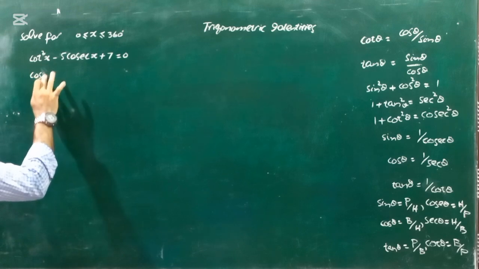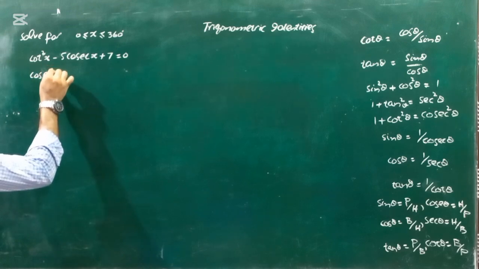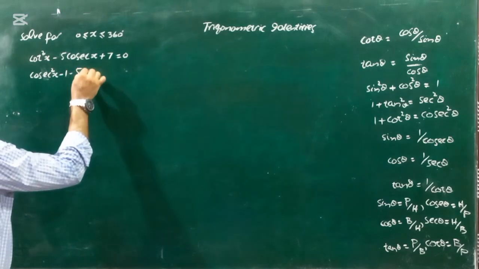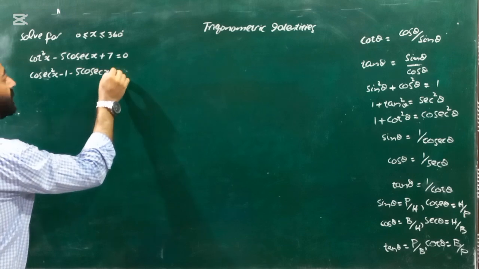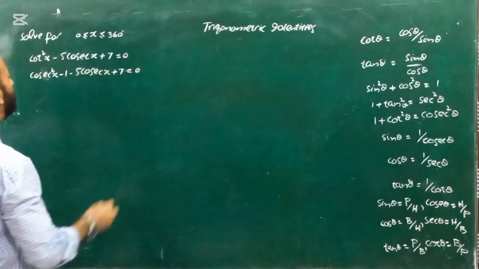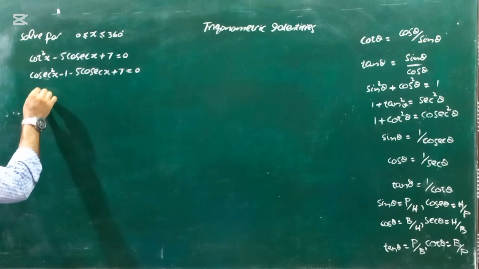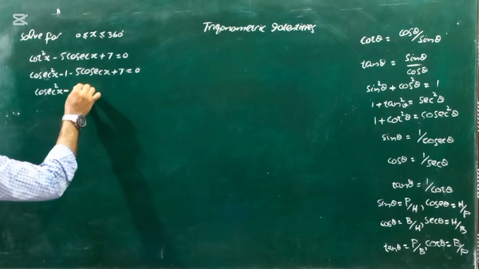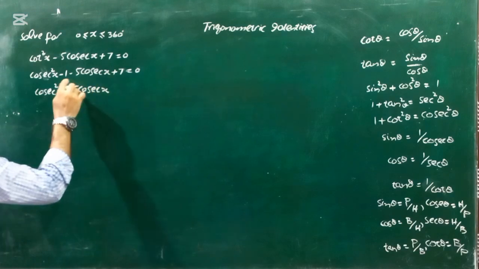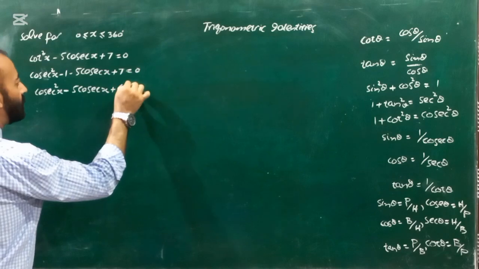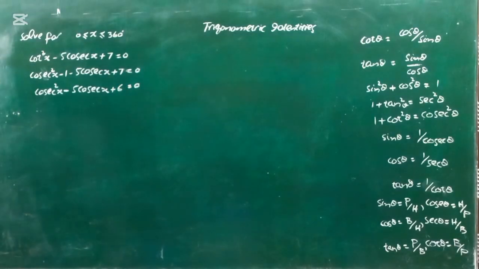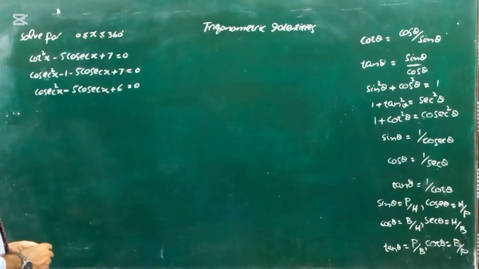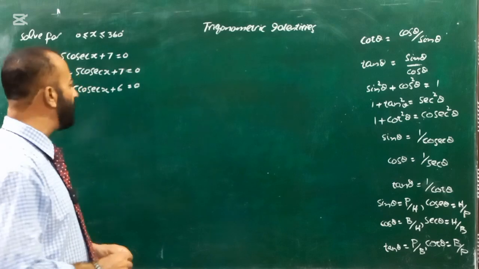So cosecant square x minus 1, then minus 5 cosecant x plus 7 equal to 0 is still there. So from here, simplify the equation: cosecant square x minus 5 cosecant x, minus 1 plus 7 will be plus 6, equal to 0. Now the equation has become one trigonometrical ratio. So this is a quadratic equation now. We will solve it by factorization or the quadratic formula method.